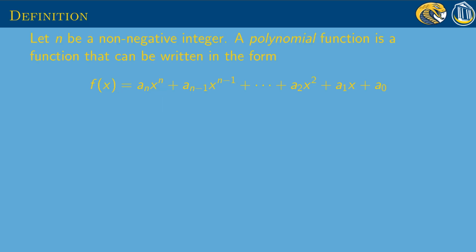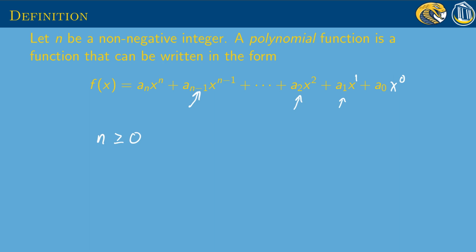A polynomial is a function that can be written in the form a sub n times x to the n, plus a sub n minus 1 x to the n minus 1, plus a sub n minus 2 x to the n minus 2, and on and on down to a 2 x squared, a 1 x to the 1, and a 0 times x to the 0. Notably, in this case, n is a non-negative integer, so that means that n is greater than or equal to 0.